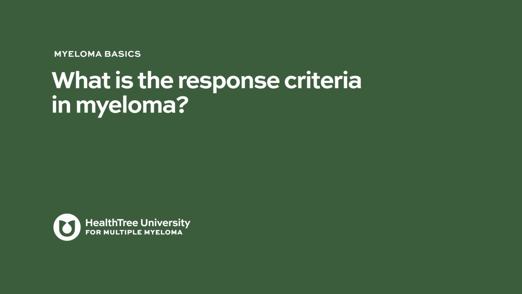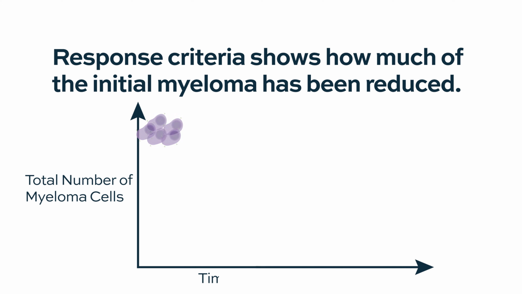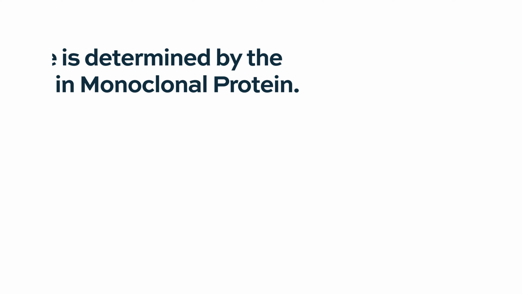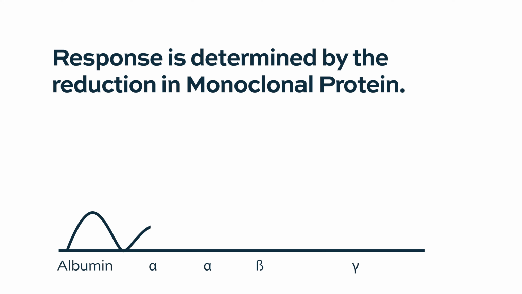What is the response criteria in myeloma? So when it comes to the response criteria of multiple myeloma, there are a lot of challenges, obviously, for patients to understand. In summary, it is basically showing how much of the myeloma that was there in the beginning, of the total sum and mass of cells, how much has that been reduced. The least step that we can show is a 25% reduction.